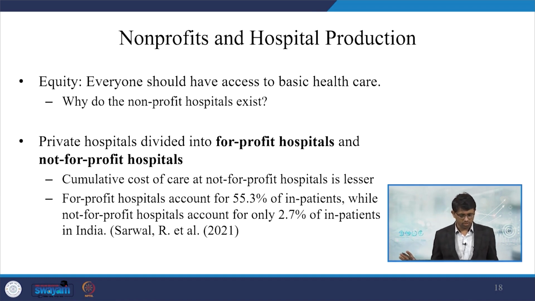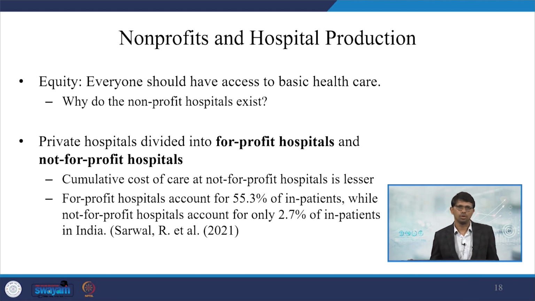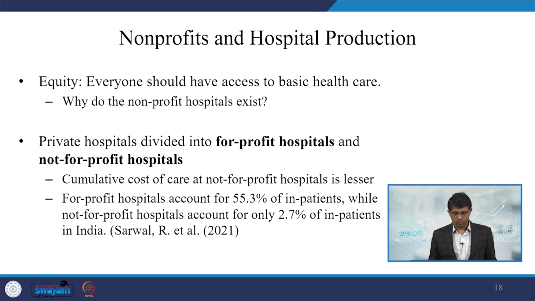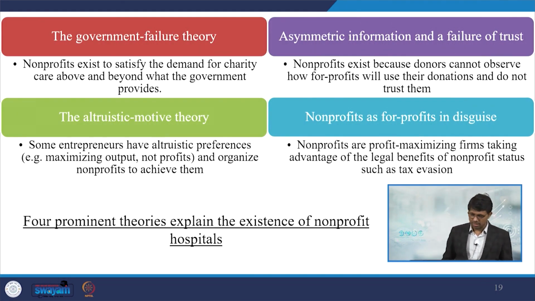and the private hospitals are largely divided into for-profit hospitals and not-for-profit hospitals. So the cumulative cost of care at not-for-profit hospitals is lesser. For-profit hospitals account for 55.3% of in-patient care, while not-for-profit hospitals account for only 2.7% in the Indian structure, as identified by the Sarwal 2021 study. Hence, there are four aspects largely discussed.